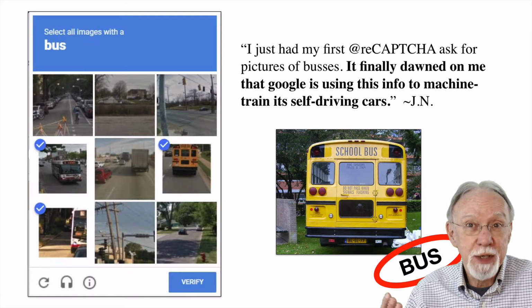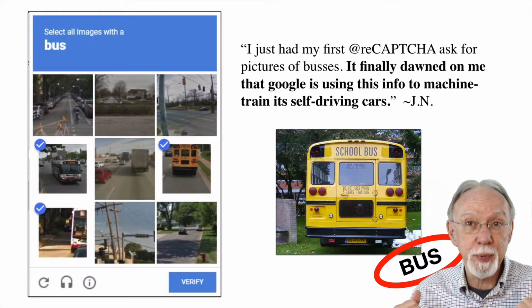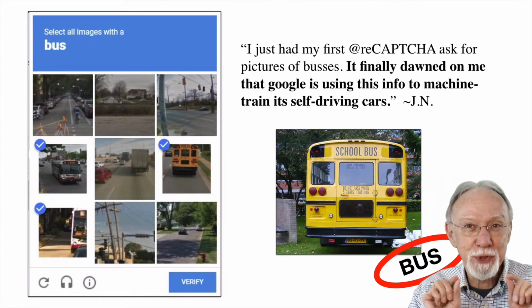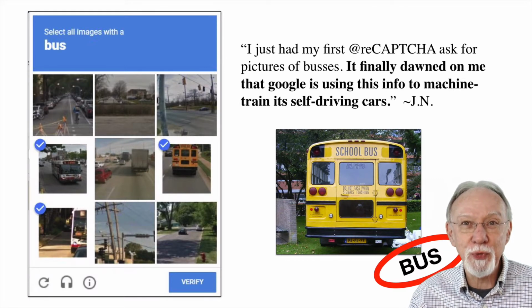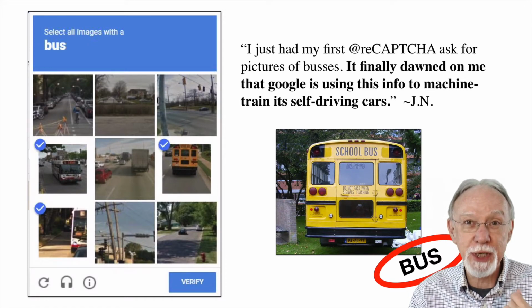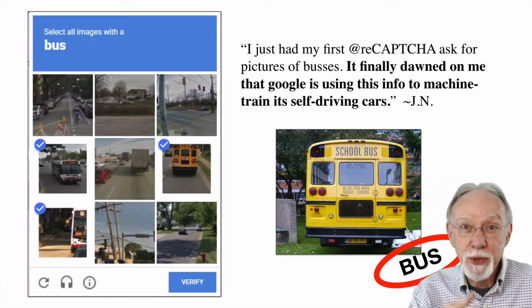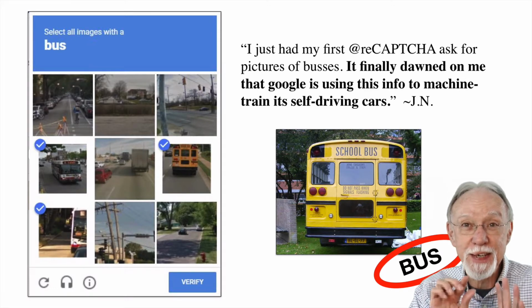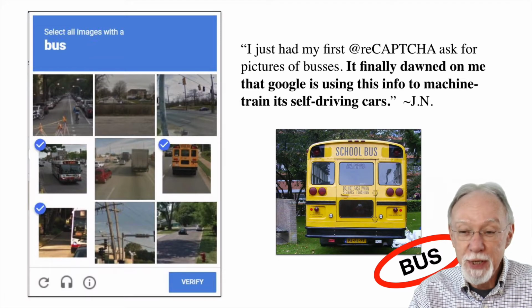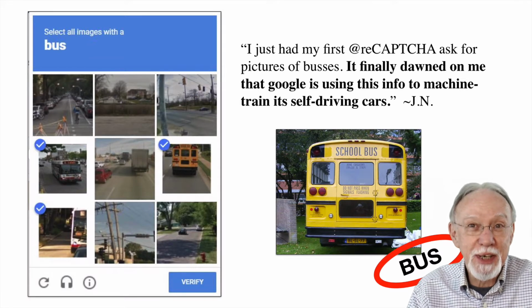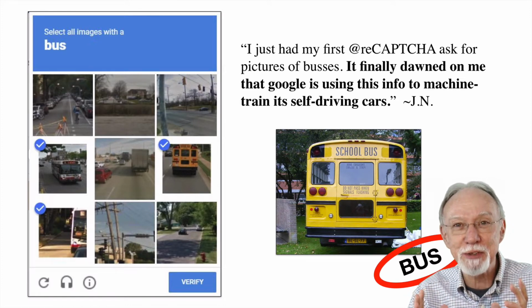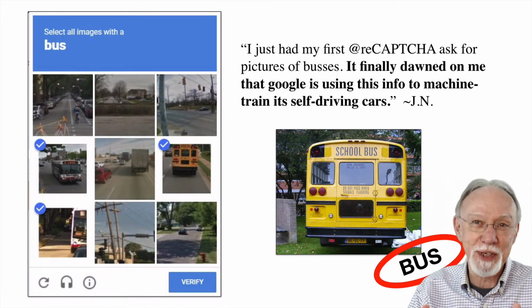How do we get a database of labeled buses? Well, you have done that. You've contributed to it every time you go through one of the CAPTCHA processes to access a website. So here's one where you have to click on 3 buses. You have just labeled that data set for Google. And JN's quote here kind of sums it up. It finally dawned on me that Google is using this info to machine train its self-driving cars.